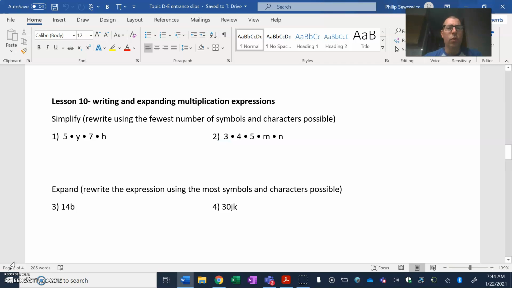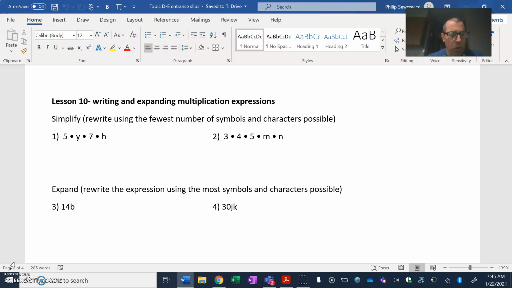So we're doing what's called simplifying. And simplifying just means clean things up. If you can multiply things together, multiply. If you can add, add. Now, we're just focusing on simplifying with our multiplication. So, like it says there, it really means you're going to rewrite using the fewest number of symbols and characters as possible. All right, like I said, clean things up.